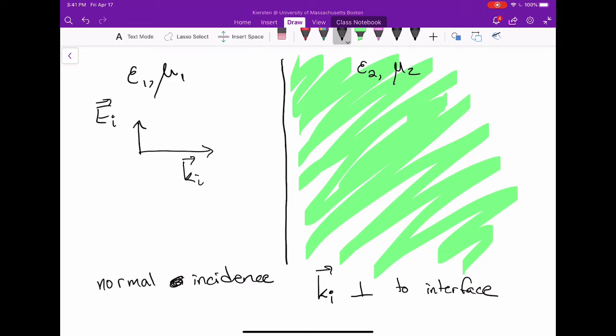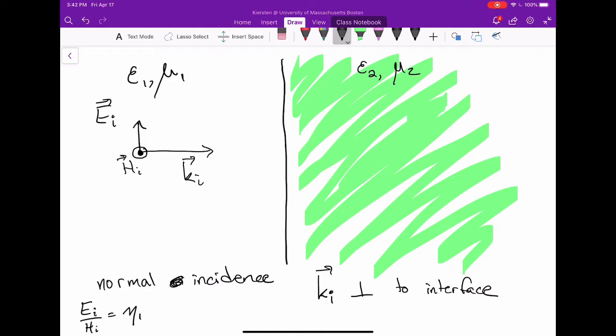Now I need to have E cross H point in the direction of propagation, which means that for this wave, H is out of the screen. So that's my incident magnetic field. And we know that EI over HI, the amplitudes of those vectors, is equal to eta 1.